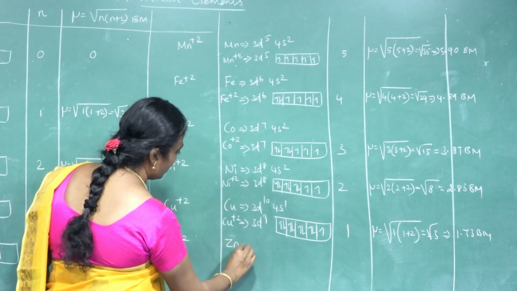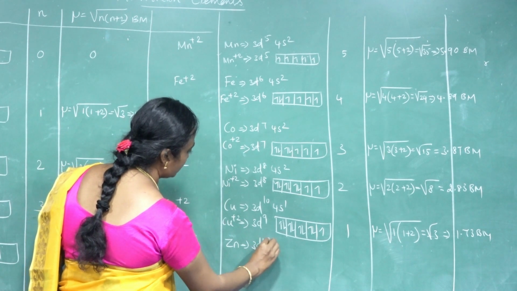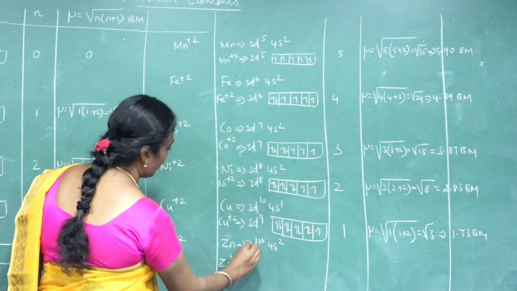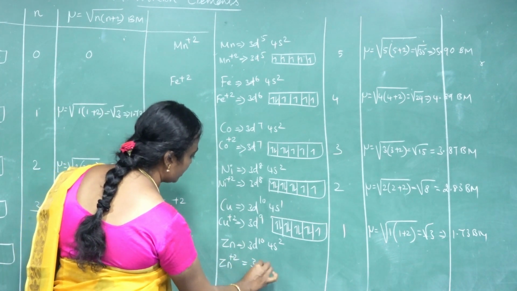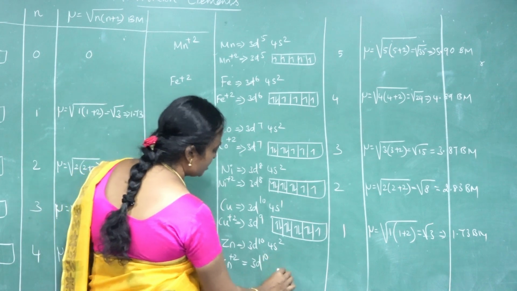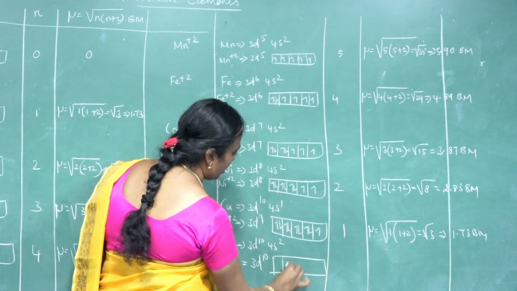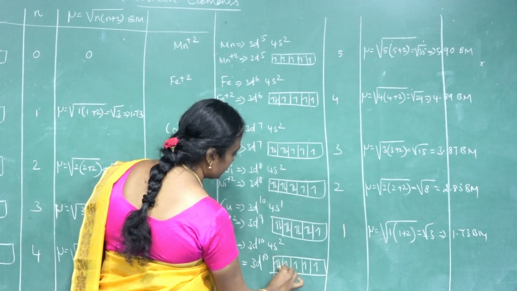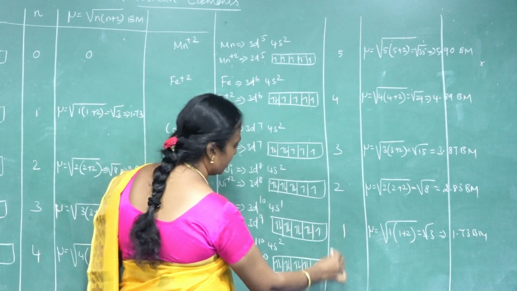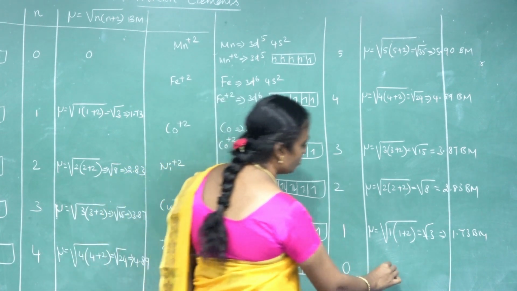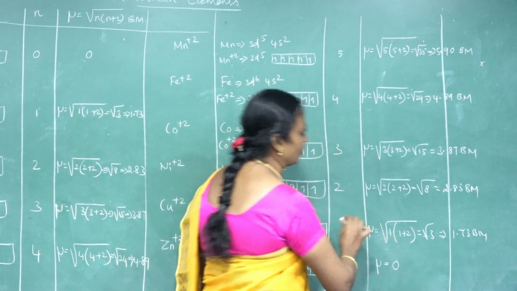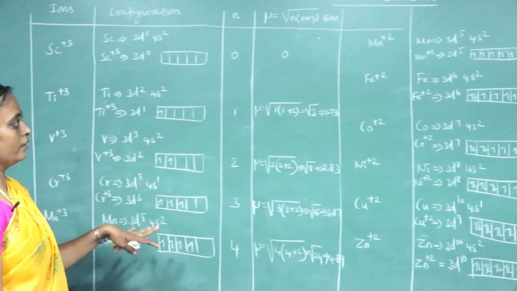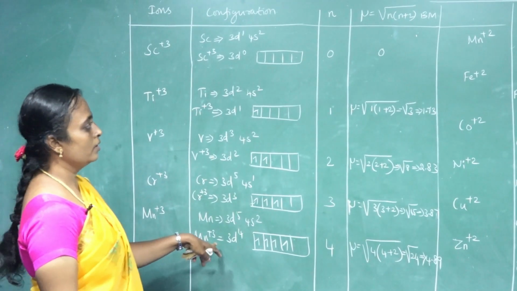In the same way, lastly zinc, if you are calculating Zn2 plus. The usual zinc outer electronic configuration is 3d10 4s2. If I am removing the 2 electrons from the zinc, you will get only 3d10. That means for 3d10, in the d orbital, how many electrons? 4, 5, 6, 7, 8, 9, 10. The number of unpaired electrons is 0. So the mu value is also 0. So here I have shown how to calculate magnetic moment.